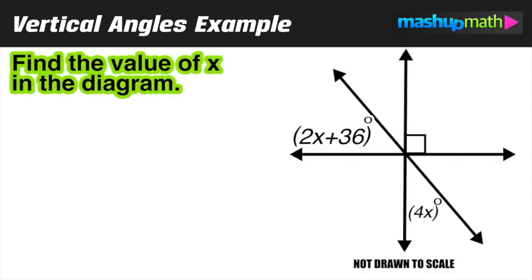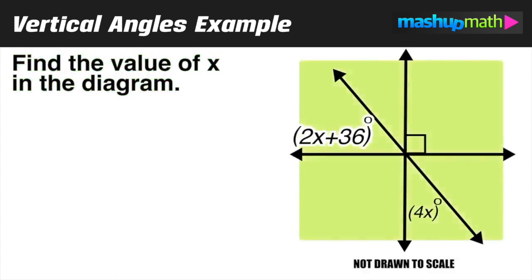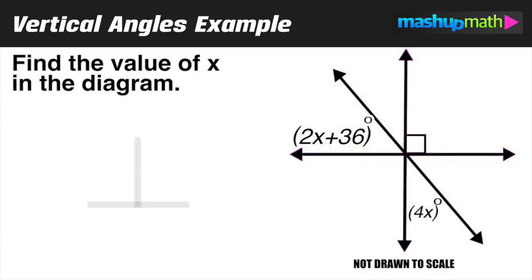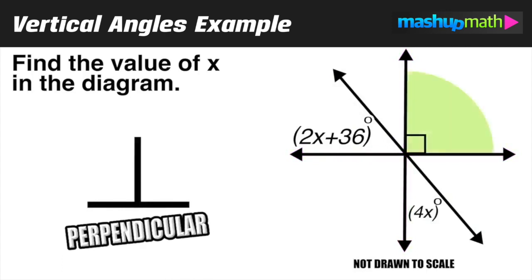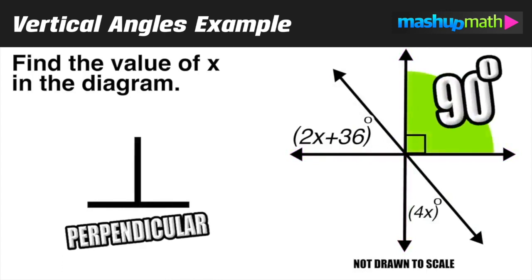Let's just go ahead and jump into this question where we want to find the value of x in the diagram. Now in this diagram there are a few things going on. First we notice that right angle, which would tell us that those two intersecting lines are perpendicular to each other. Again, since perpendicular lines form right angles.